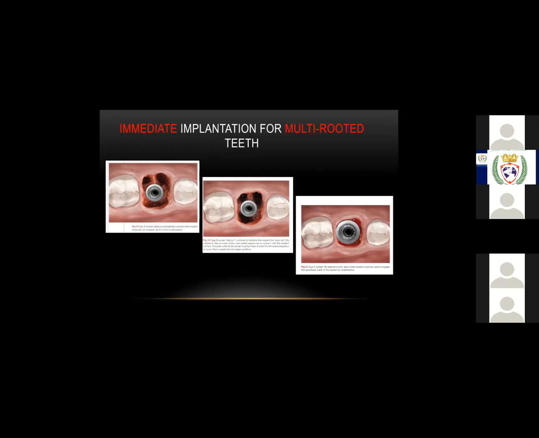So still, if you have outer walls intact, then you can just leave it there or put a small particulate graft, because a blood clot is going to form there, and eventually it's going to heal up. So this is the type 2.